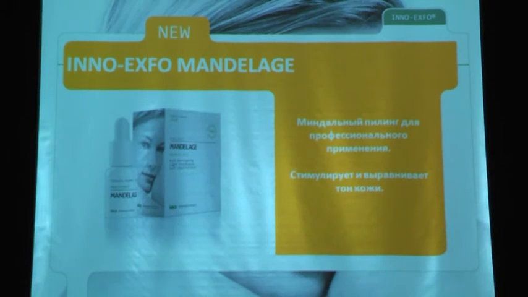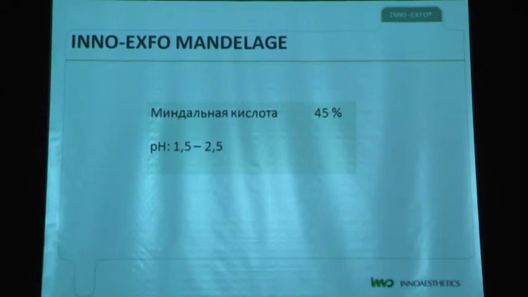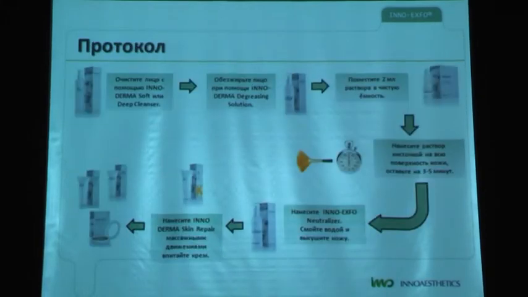Next is Mandelash, from Innoaesthetics. It's a hydroxy acid peel, very gentle, with mandelic acid 45%. The mandelic acid has different properties against hyperpigmentation and acne, because it also has antibacterial properties. The indications are mild photoaging, mild inflammatory acne, and preventing mild dyschromias and mild pigmentations.